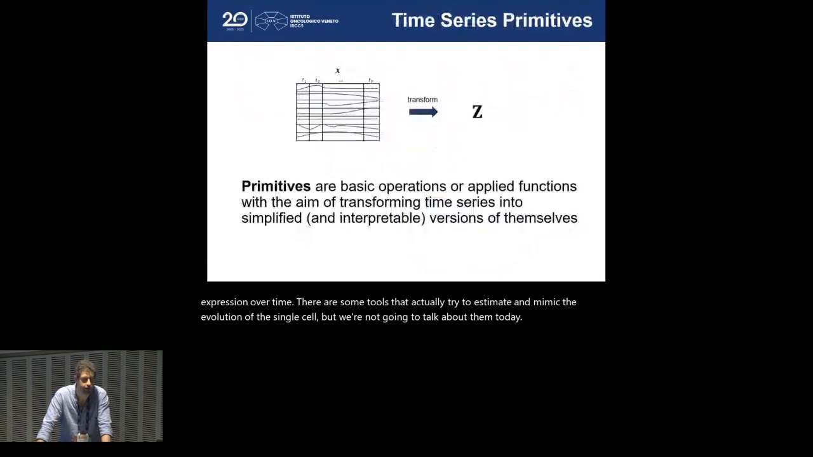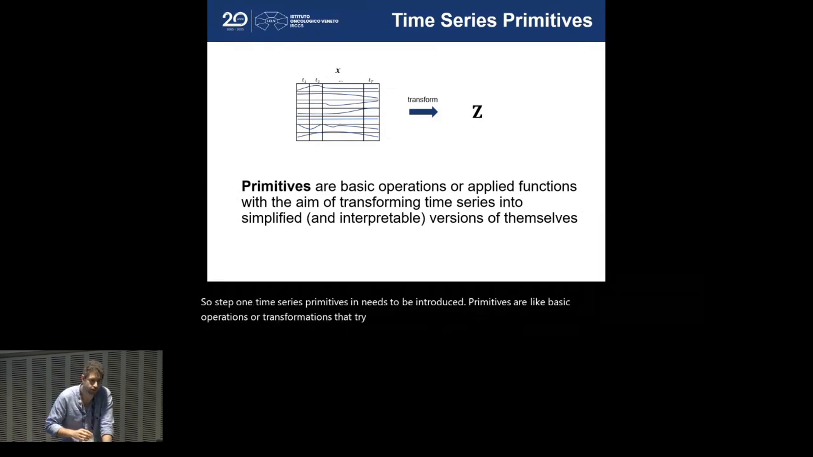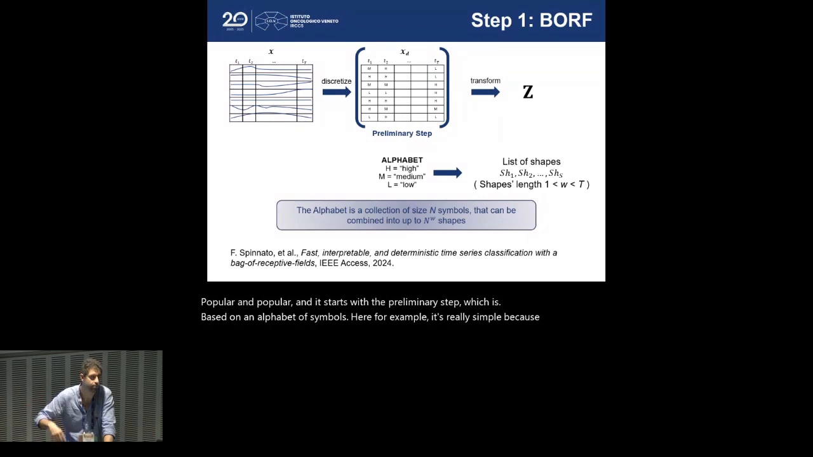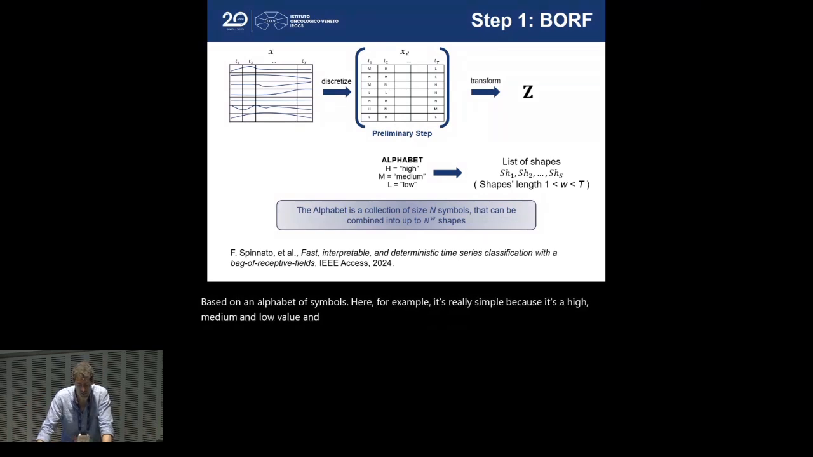So step 1, time series primitives, needs to be introduced. Primitives are like basic operations or transformations that try to transform the time series dataset into an interpretable and simpler version of itself. We use for step 1 the bag of receptive fields, which is a primitive that came out recently and is getting more and more popular. It starts with a preliminary step, which is based on an alphabet of symbols. Here, for example, it's really simple because it's high, medium, and low value, and it's pretty intuitive. And so we do this preliminary step of transformation.